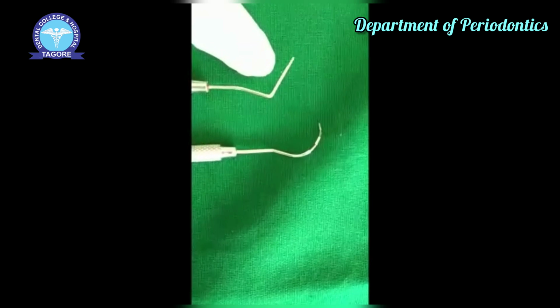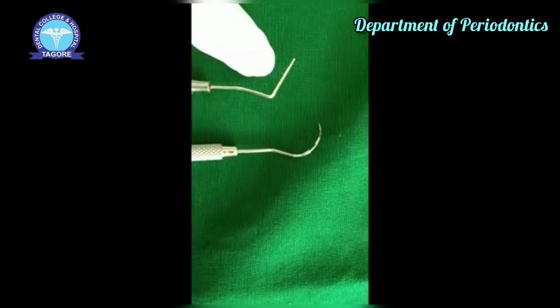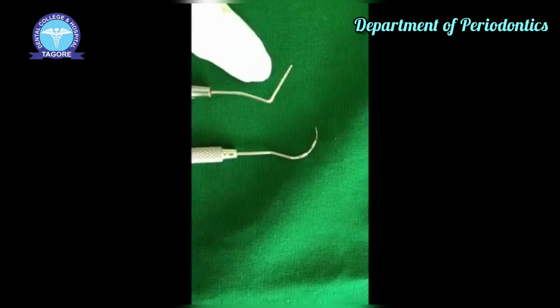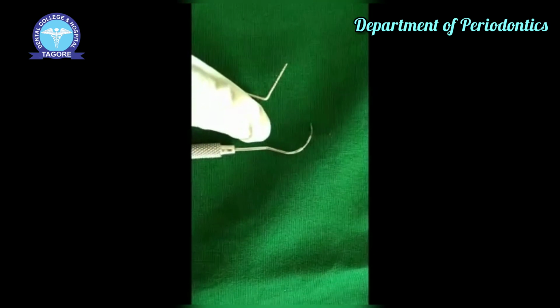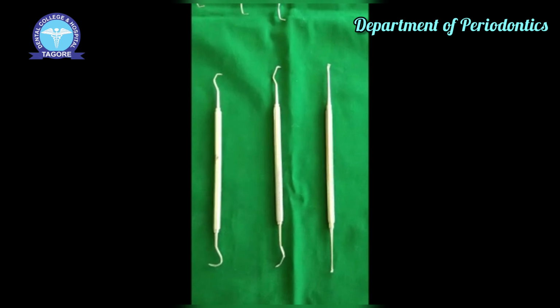Williams probe has a straight working end and is used to measure the depth of the gingival sulcus. The Neighbours probe has a curved working end and is used to probe around furcations.